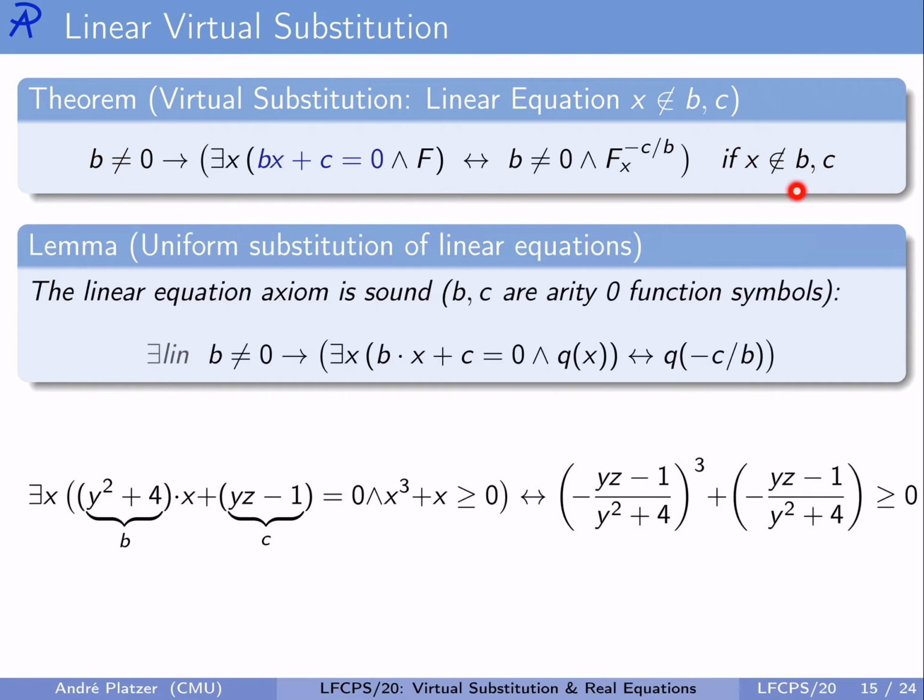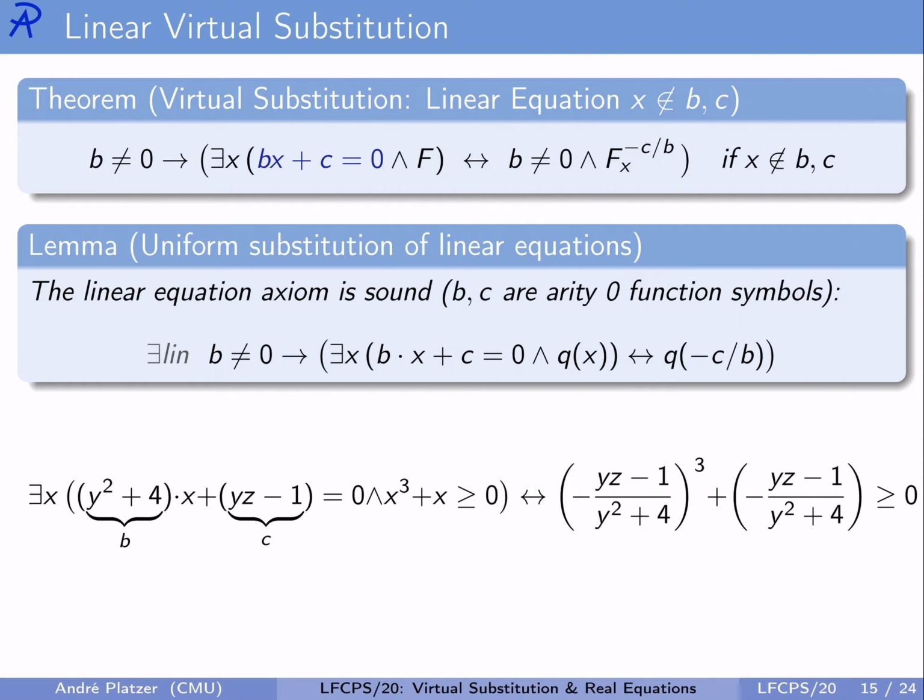The condition that the variable x that we're quantifying, eliminating, doesn't occur in b and c is, of course, an annoying side condition, but we can easily get rid of it in the uniform substitution formulation. Here's a uniform substitution axiom, remember chapter 18, where if b and c are arity zero function symbols without arguments, then b not equal 0 does imply that there is an x such that b times x plus c is 0 and q of x is true, if and only if q is true of the one unique solution that we've got, minus c over b, which is well-defined because of this assumption. And remember that uniform substitution will not allow us to plug in for b or c terms that mention x because x is already bound here. So this axiom is easily proved to be sound and precisely performs the virtual substitution of linear equations.